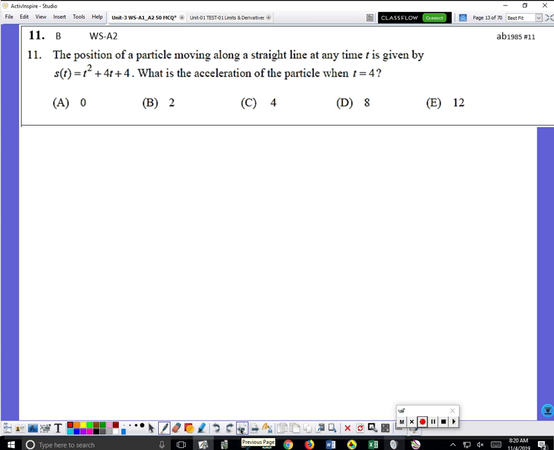Oh, that's a good one. So this goes back to Unit 1. You have to remember how position and acceleration are related to each other. So, hands up.